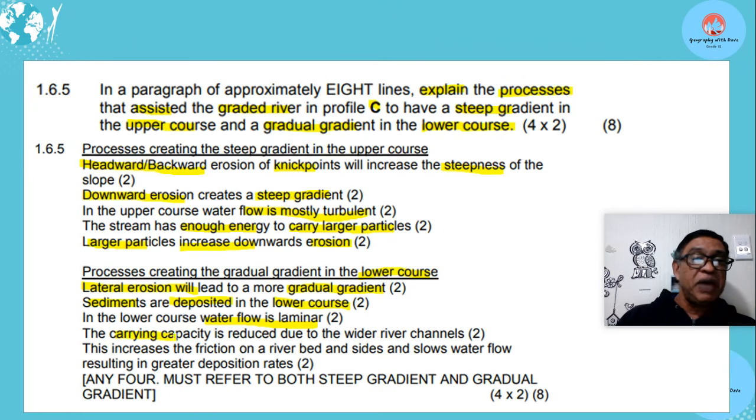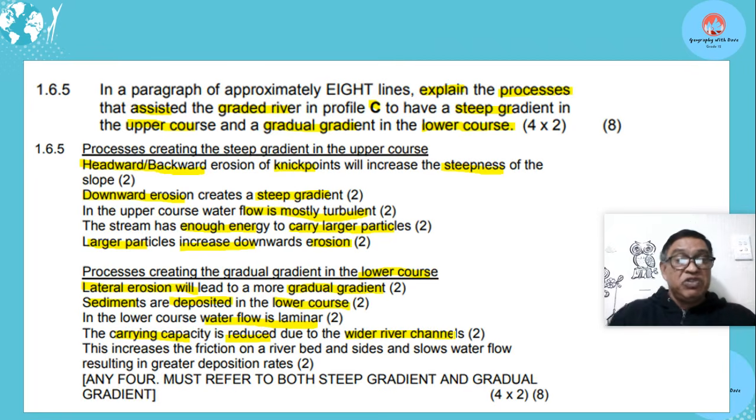The carrying capacity is reduced due to wider channels. The channel is wide. If it was narrower, the river would flow through a narrow space with more energy, more speed. Now it's spread out, so it is actually wider. So it can't carry as much. It doesn't have that power, speed and energy to carry. It increases friction on the riverbed.